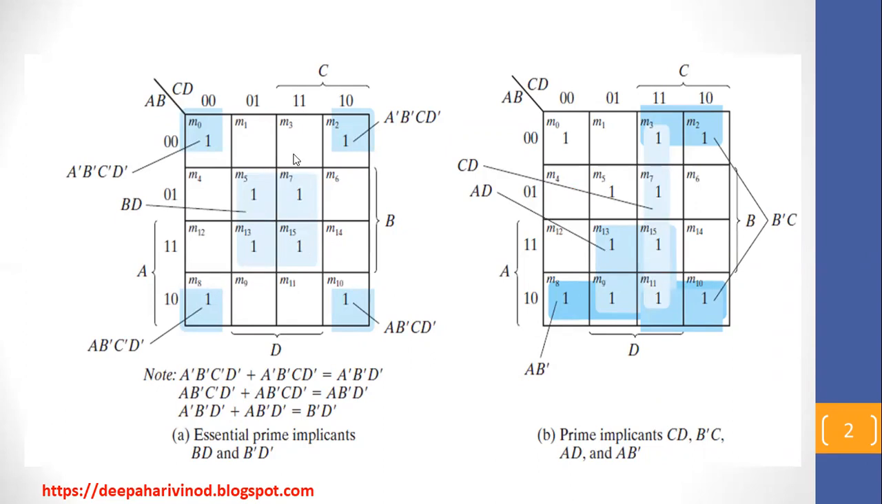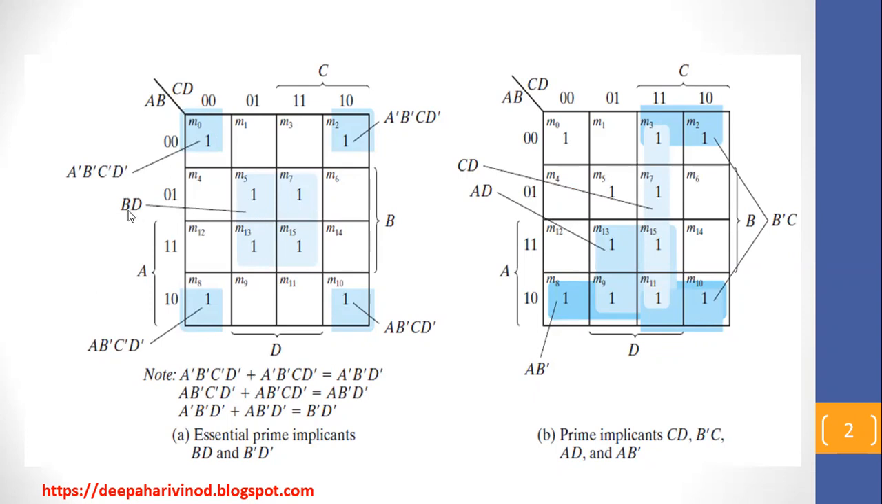Now, check these 4. We can group them together, since they are in adjacent cells. And in the same way, these 4 ones in the corners of this K-map are also adjacent, so we can group them together.